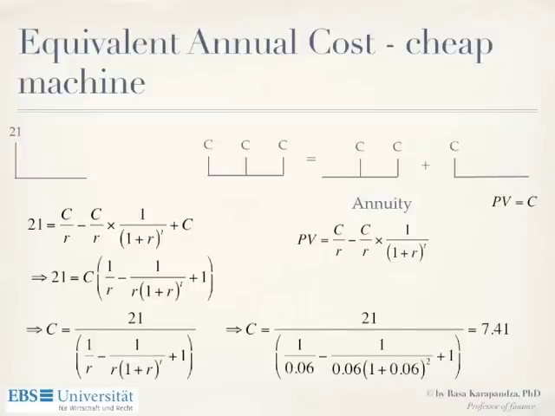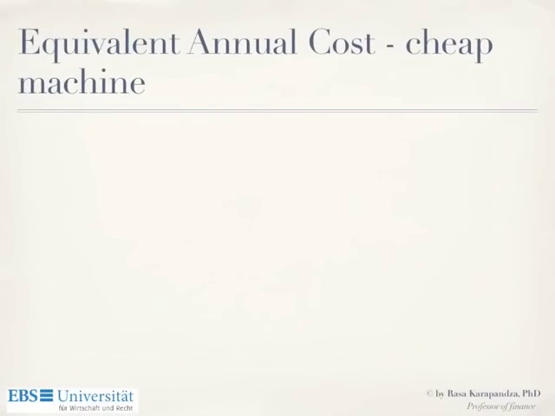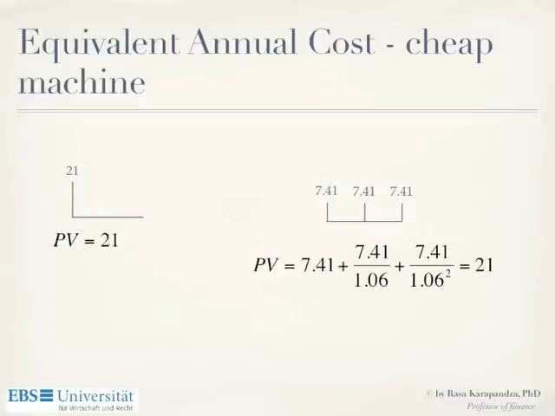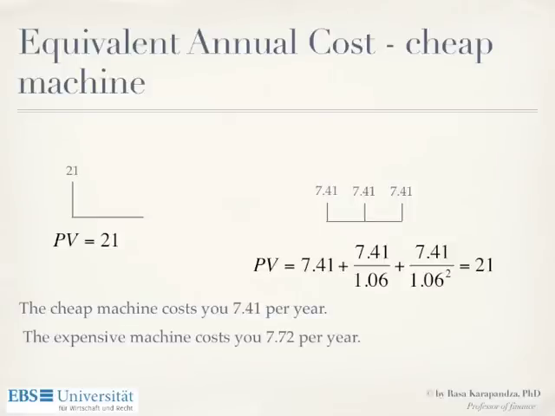So what does this mean? That means that $21 today is exactly the same thing as 7.41 paid today, in a year from now, and in 2 years from now. So we get that this machine costs you 7.41 per year. Okay? And the expensive one costs you 7.72 per year. Therefore, you buy the cheap one because it's cheaper per year.